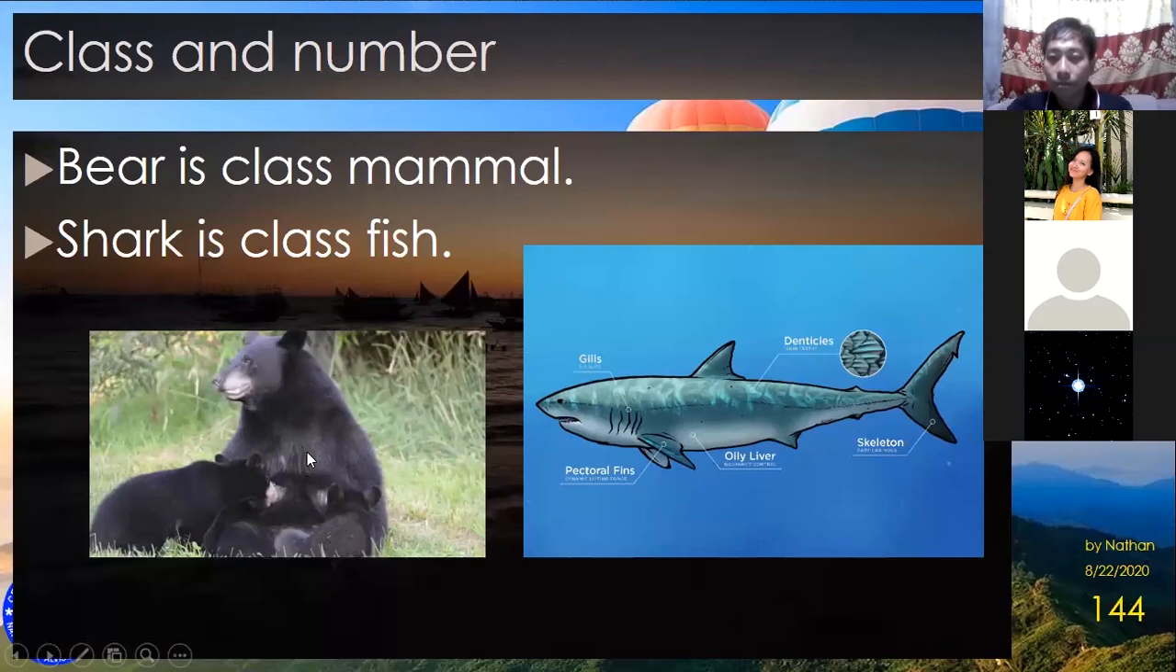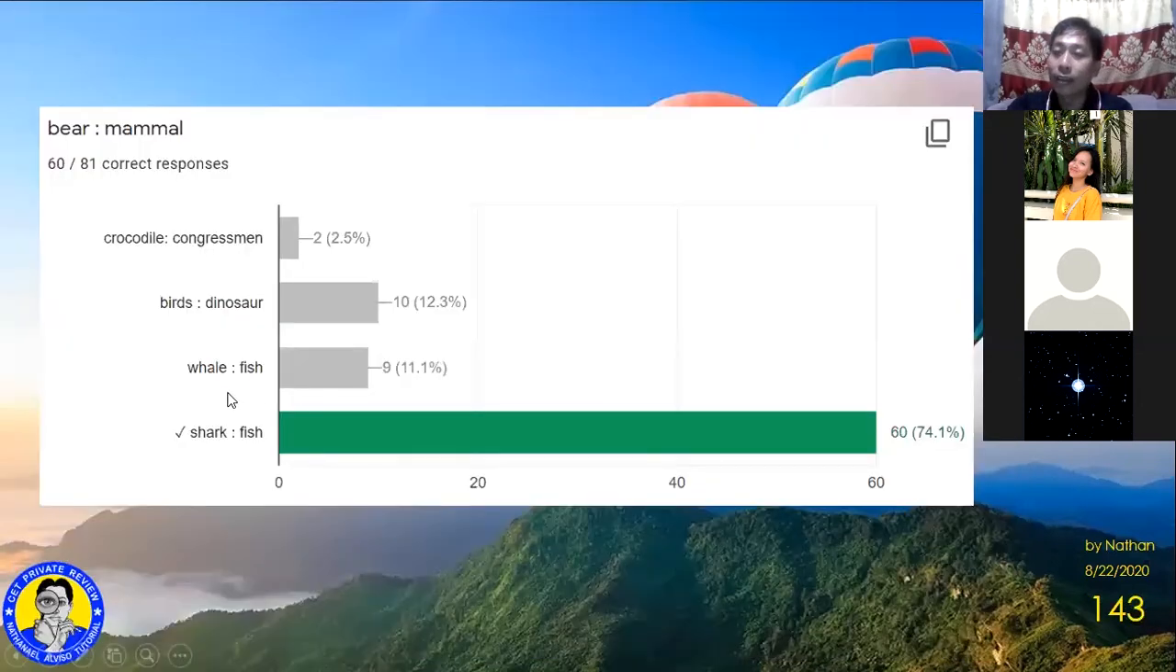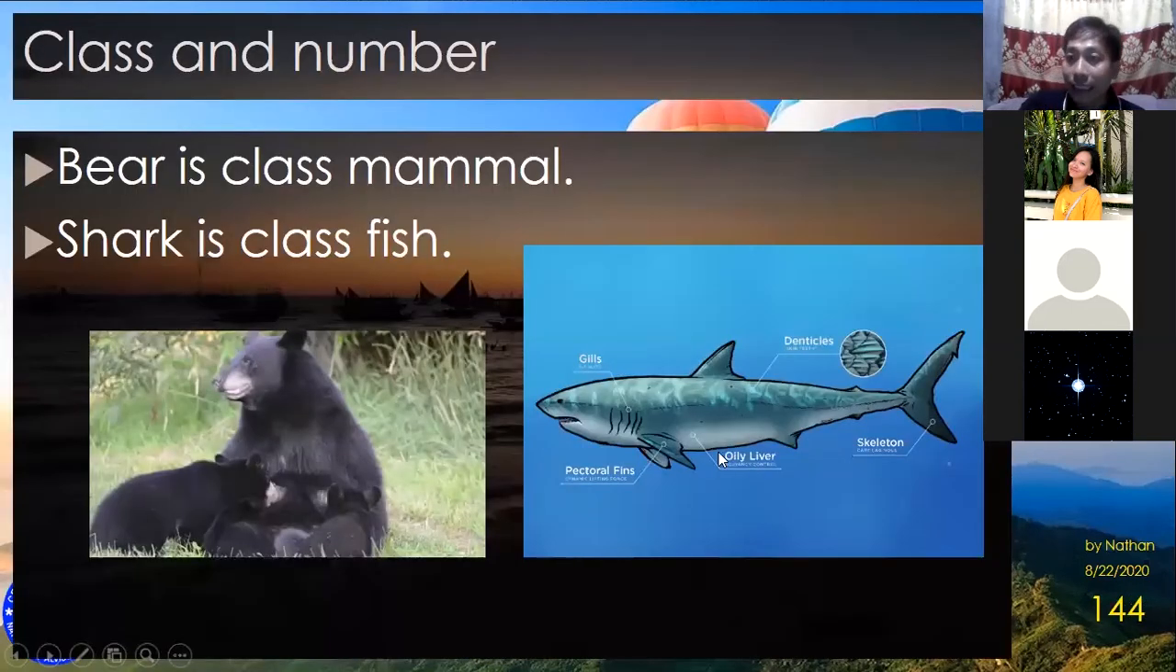Same with whales. That's why whale-fish is not correct, because a whale is also a mammal, because they also have mammary glands and they have lungs. Okay, so the correct analogy here of bear-mammal is shark-fish, because fish is also a class and fish have gills, same as shark. Sharks have gills. They do not have lungs, unlike whales. So this is the correct analogy.